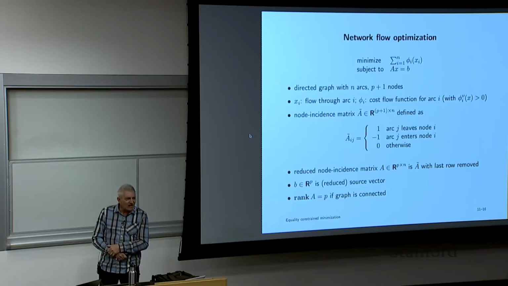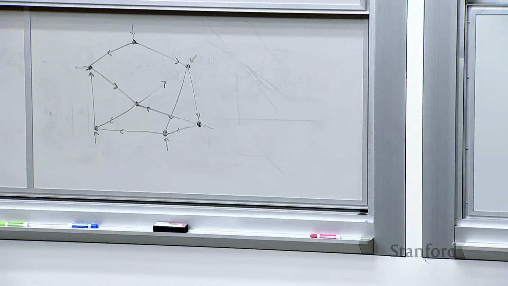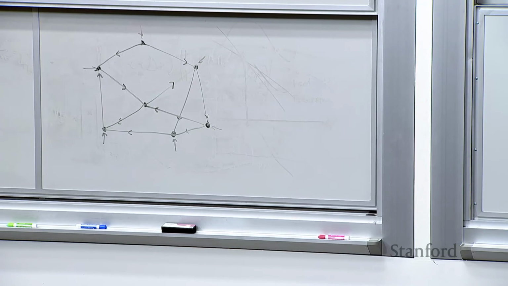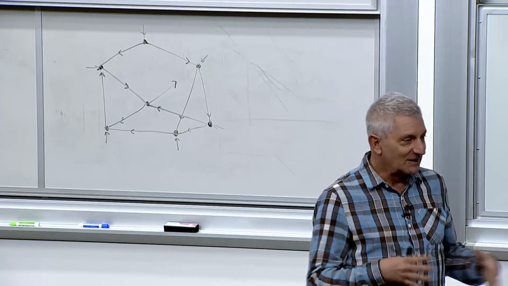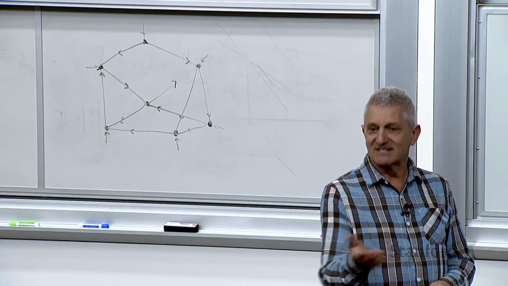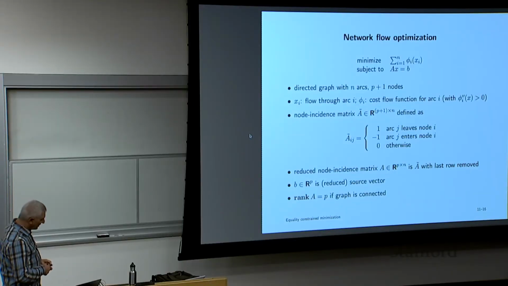But this could be lots of other stuff. This could be flows of money in a banking system. It could be all sorts of stuff, flow of mass or something like that. Movement of a drug between different compartments in a person, that's another one. All right, so this is network flow optimization.